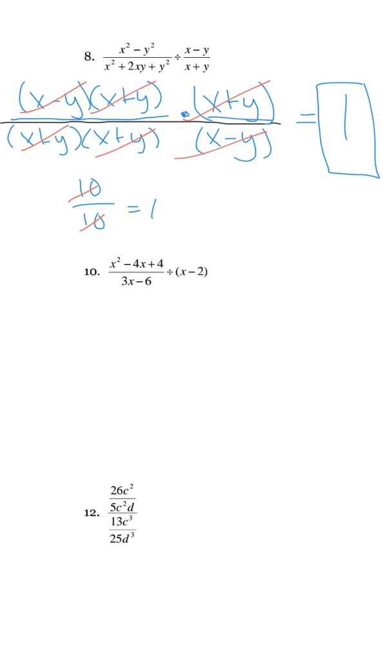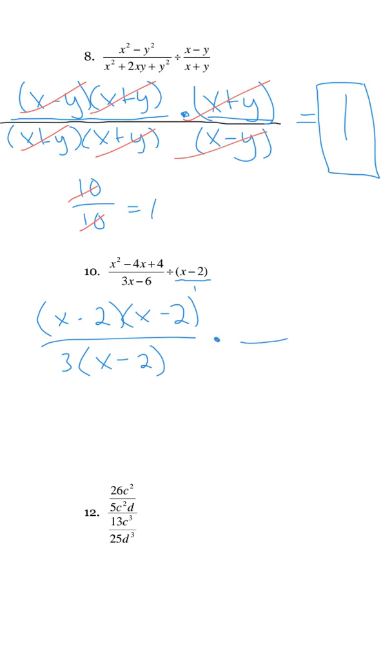Pretty nice answer. All right, 2 more. Number 10, we have x squared minus 4x plus 4. That will factor as (x minus 2) times (x minus 2). And then the bottom of that will be 3 as a GCF times (x minus 2). Then I'm dividing by (x minus 2). Well, how do I flip something that doesn't have a bottom or a top? Anything that doesn't have a bottom can be given a bottom of 1. So now we can flip it. The 1 jumps up to the top, and the x minus 2 goes down to the bottom.